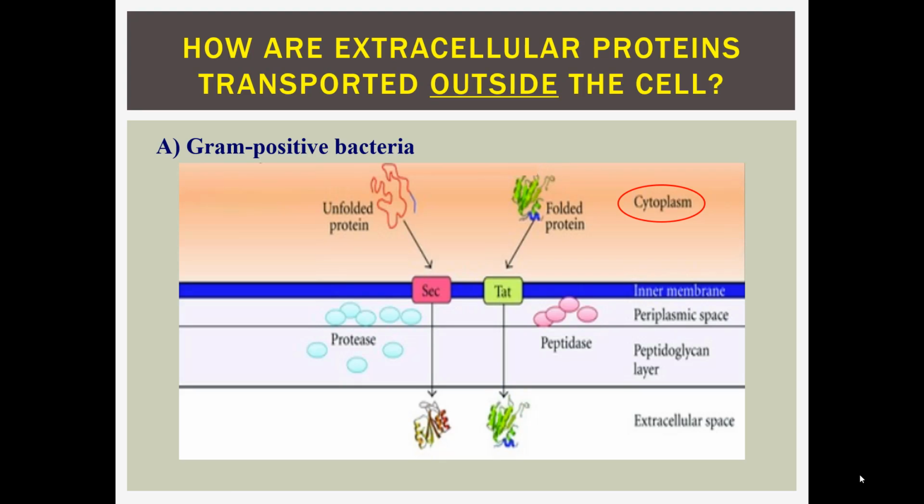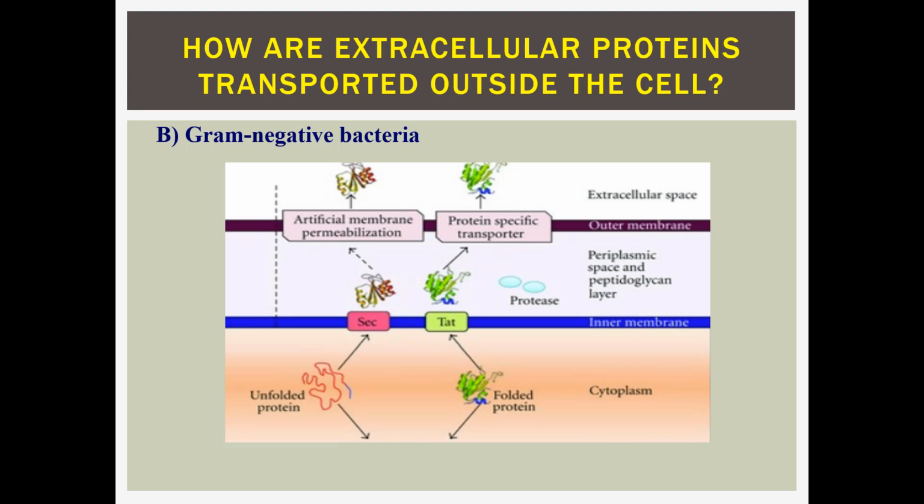So how are extracellular proteins transported outside the cell? In gram-positive bacteria, the unfolded proteins use the SEC system and the folded proteins use the TAT system. So the peptides use either the SEC system or the TAT system to cross the plasma membrane. Then they pass the periplasm and the peptidoglycan to get into the extracellular space. It is that simple. Now, it is more complicated for the gram-negative bacteria.